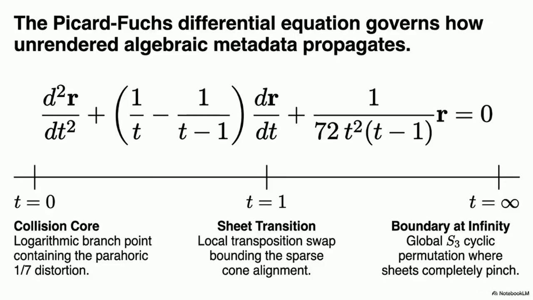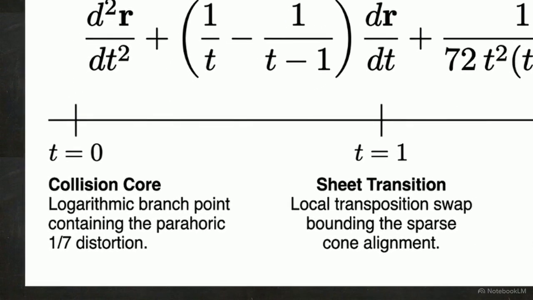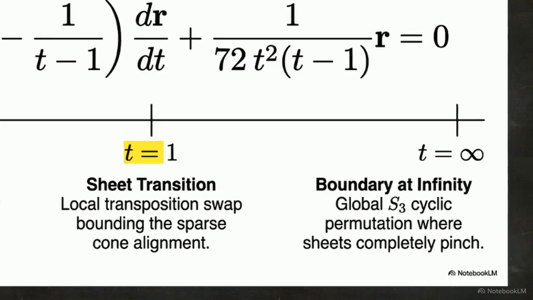Where does the uninvertible data go? The Picard-Fuchs differential equation governs the residual vector. Its timeline reveals 3 singular points of phase shifts: the collision core at t equals 0, the sheet transition at t equals 1, and the boundary at infinity.